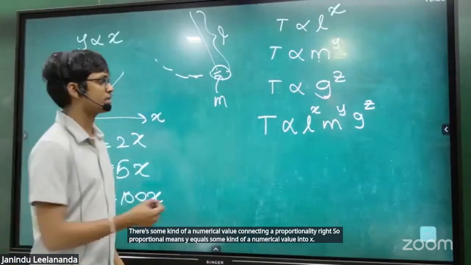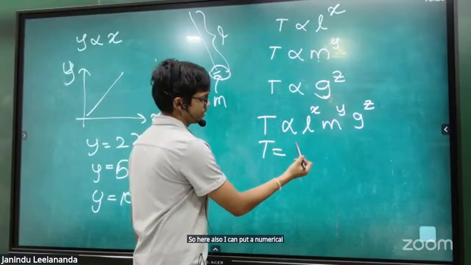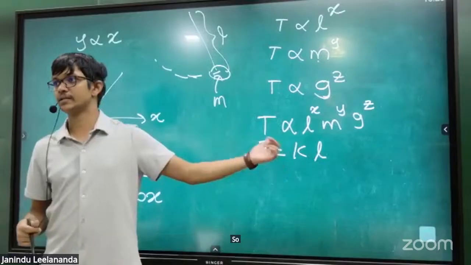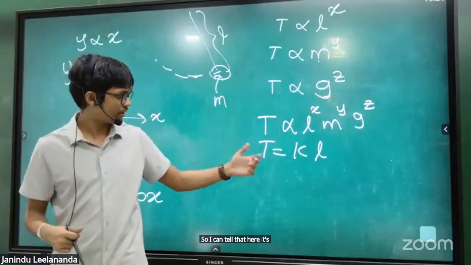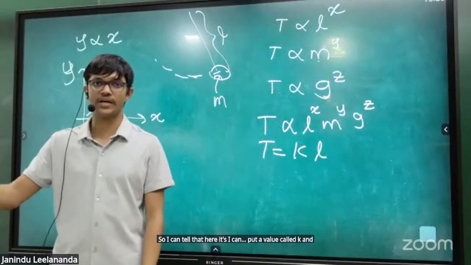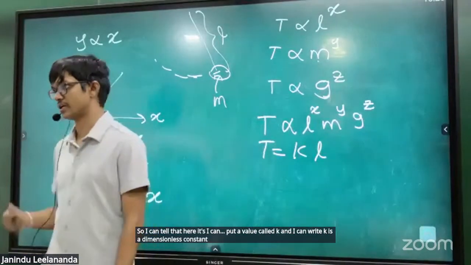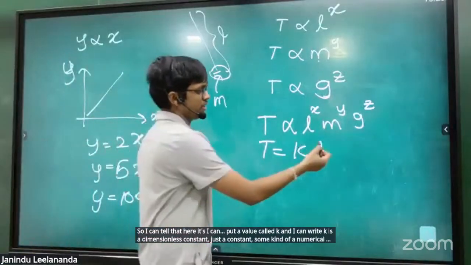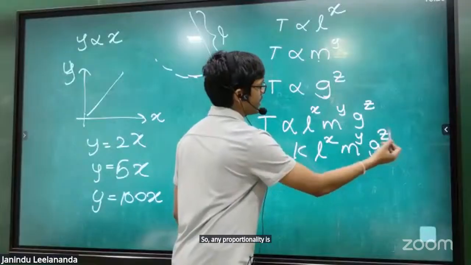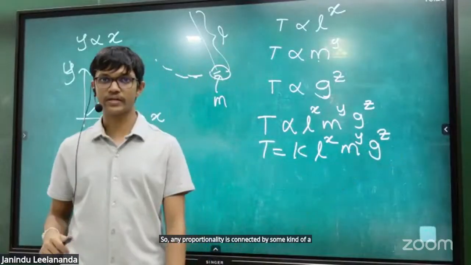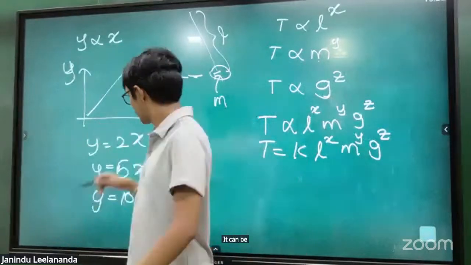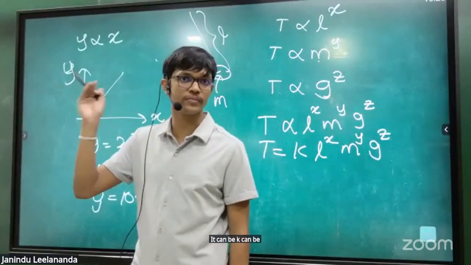So here also I can put a numerical value. I'll use k. I can write that k is a dimensionless constant, just some kind of a numerical value. So any proportionality is connected by some kind of a numerical value. Clear? k can be 2, 5, 100,000, a million, anything.